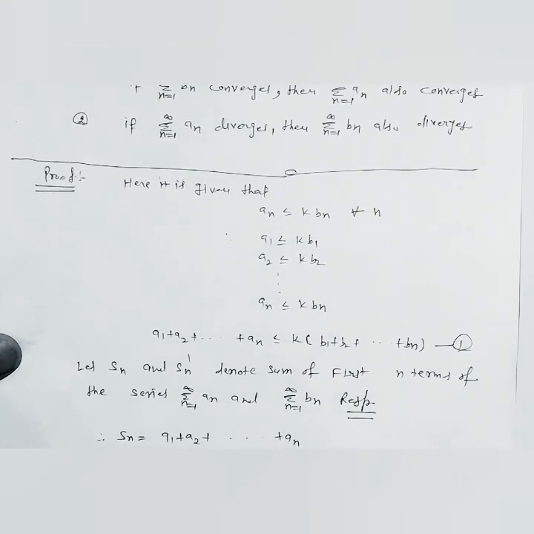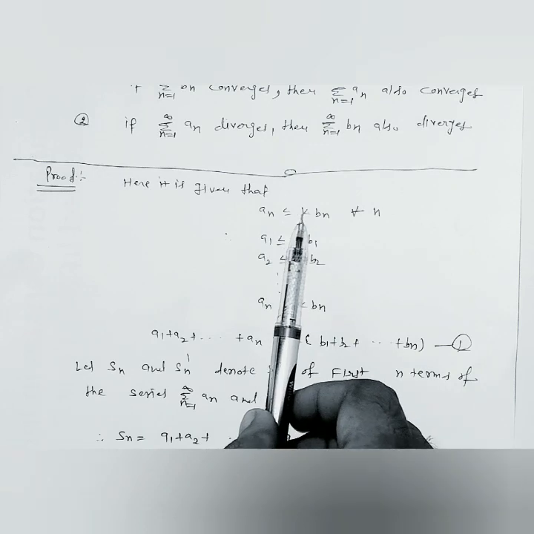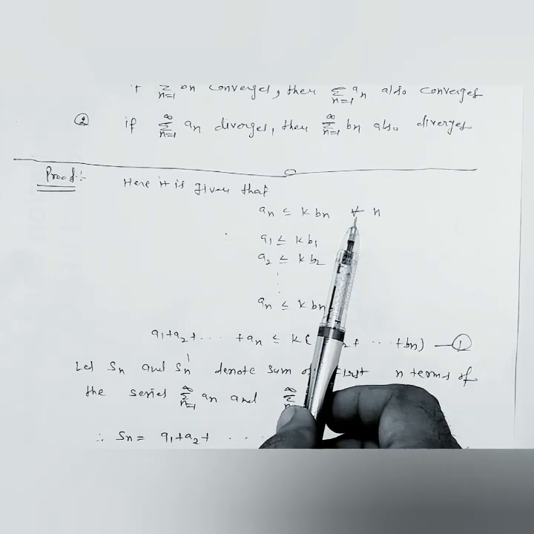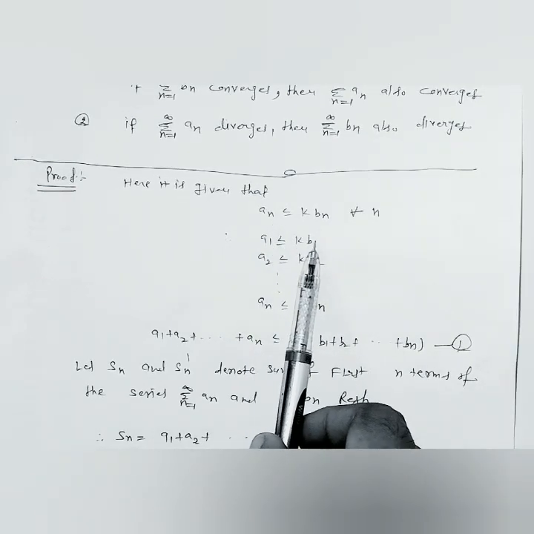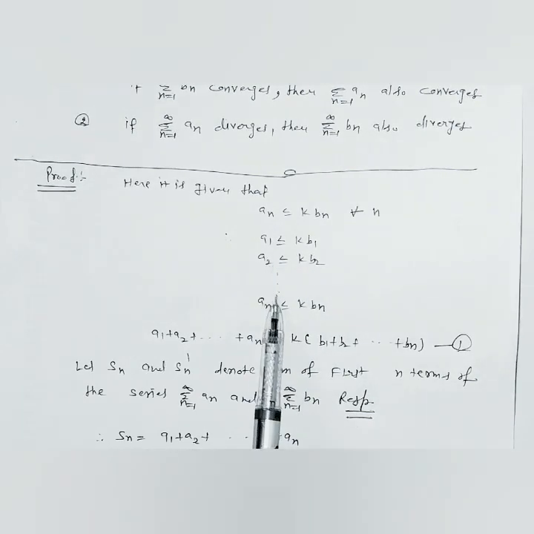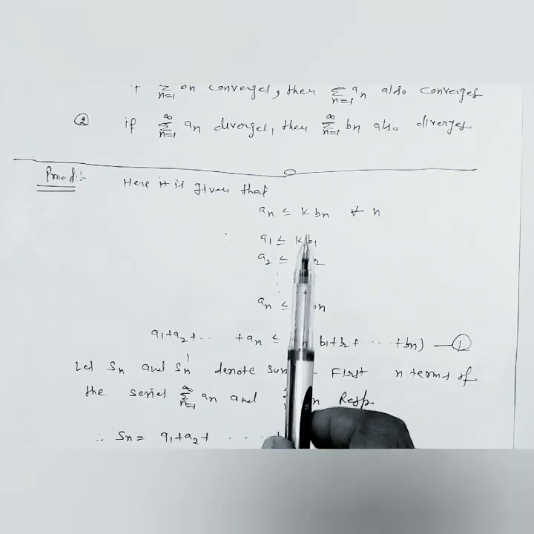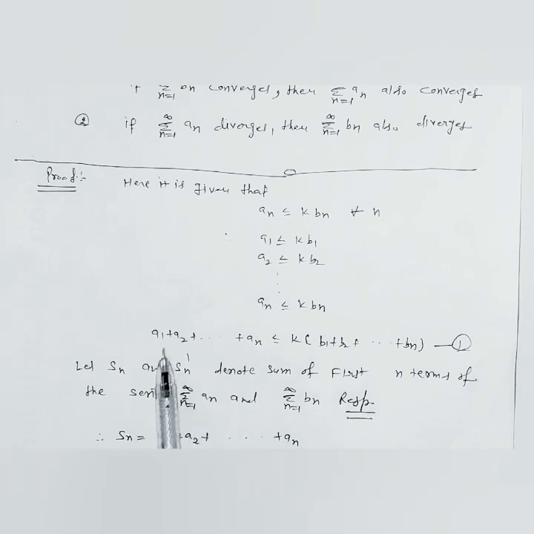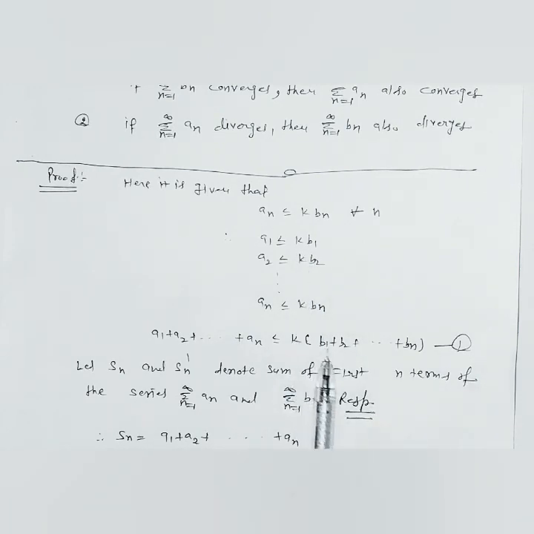To prove this, here it is given that an is less than or equal to k times bn for all n. Putting n equal to 1, 2, 3 and so on, we have a1 less than or equal to k times b1, a2 less than or equal to k times b2, continuing like this, an less than or equal to k times bn. Adding these vertically, we have a1 plus a2 plus a3 plus up to an less than or equal to, taking k common, k times b1 plus b2 up to bn.